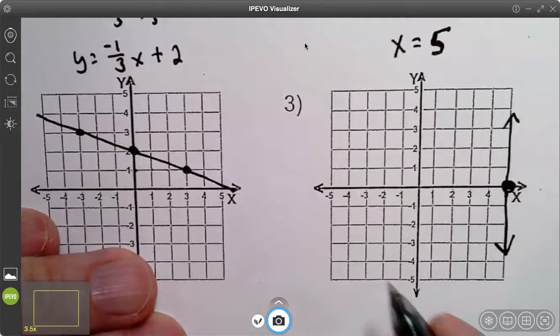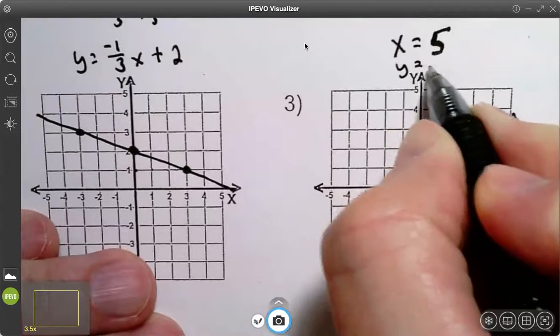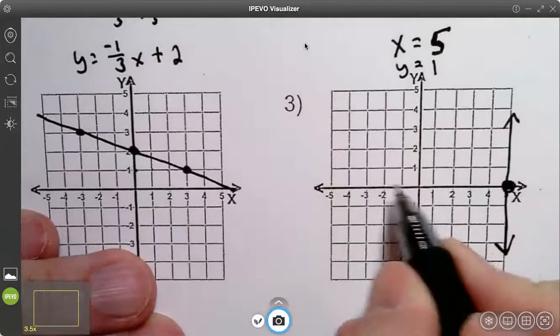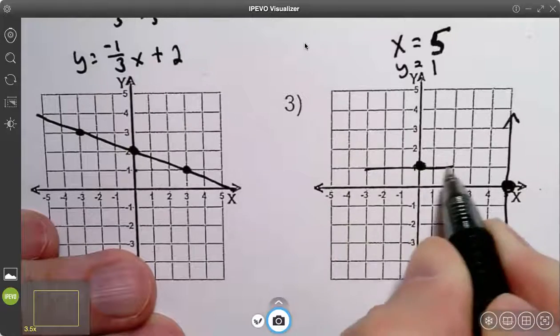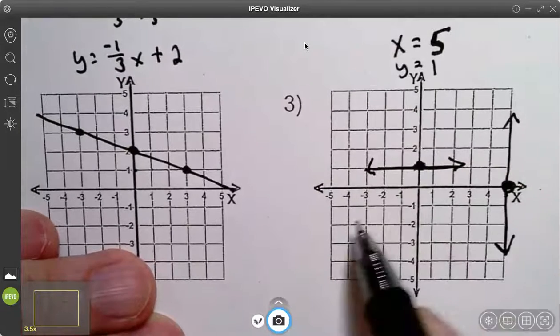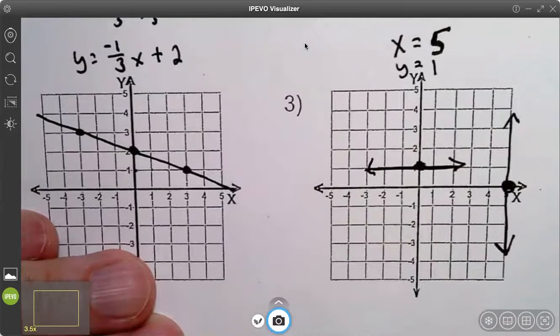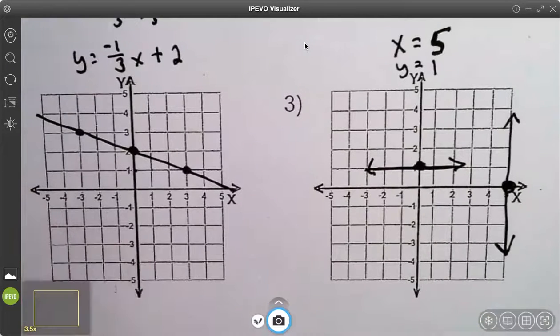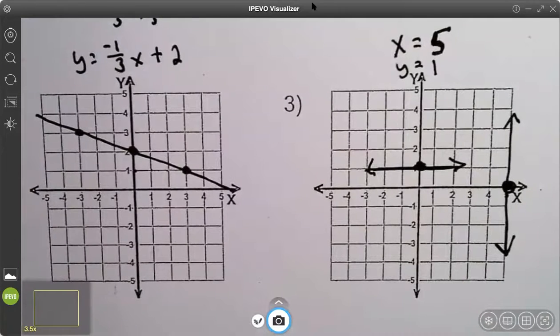If I had to graph y equals 1, well, that's giving me a y-intercept. So y equals 1 would look like this. Y equals a number is the y-intercept. It's a horizontal line. X equals a number is the x-intercept. It's a vertical line.